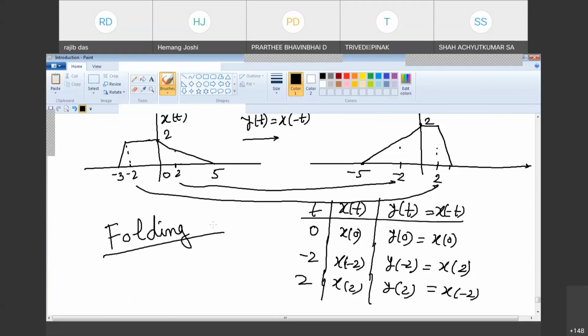Okay. We can fold it with respect to the y-axis. Then the right side will become the left side and the left side will become the right side. So the axis will interchange. Yes, interchange. So this is folding. We will be calling it folding instead of time reversal. Basically, time reversal is nothing but folding.